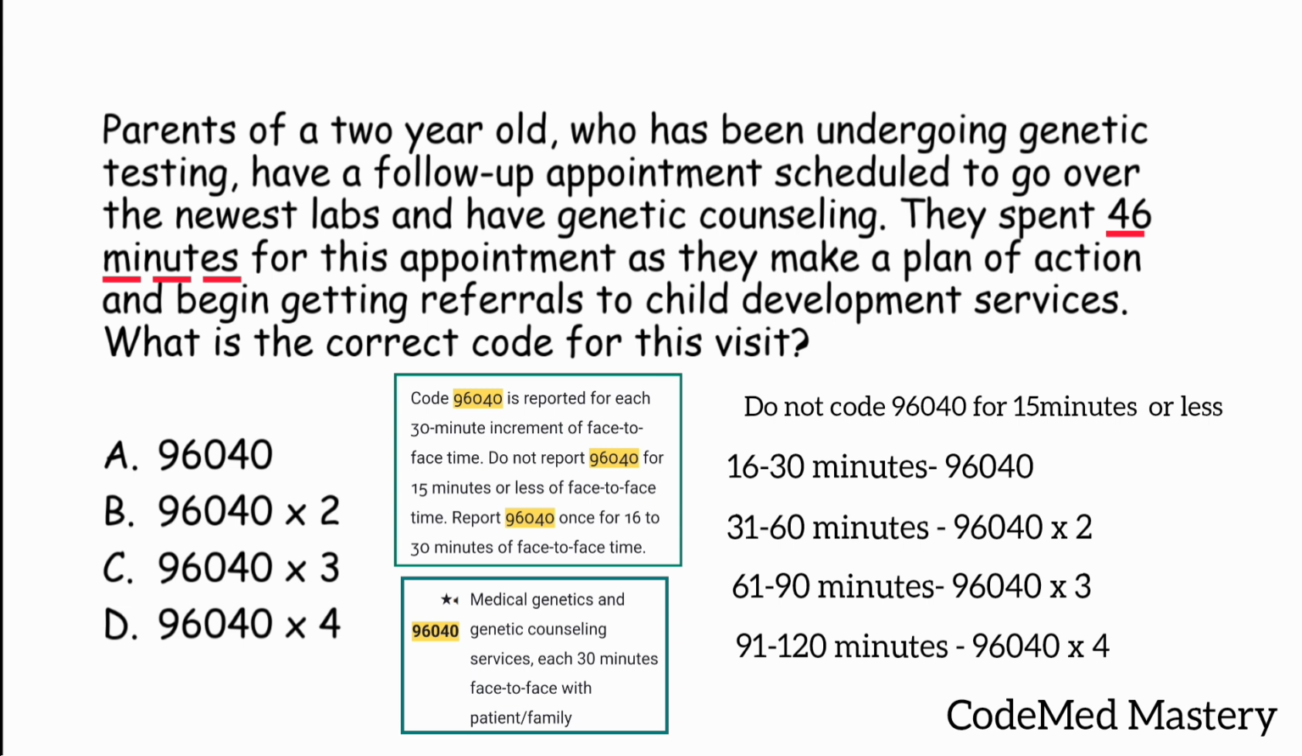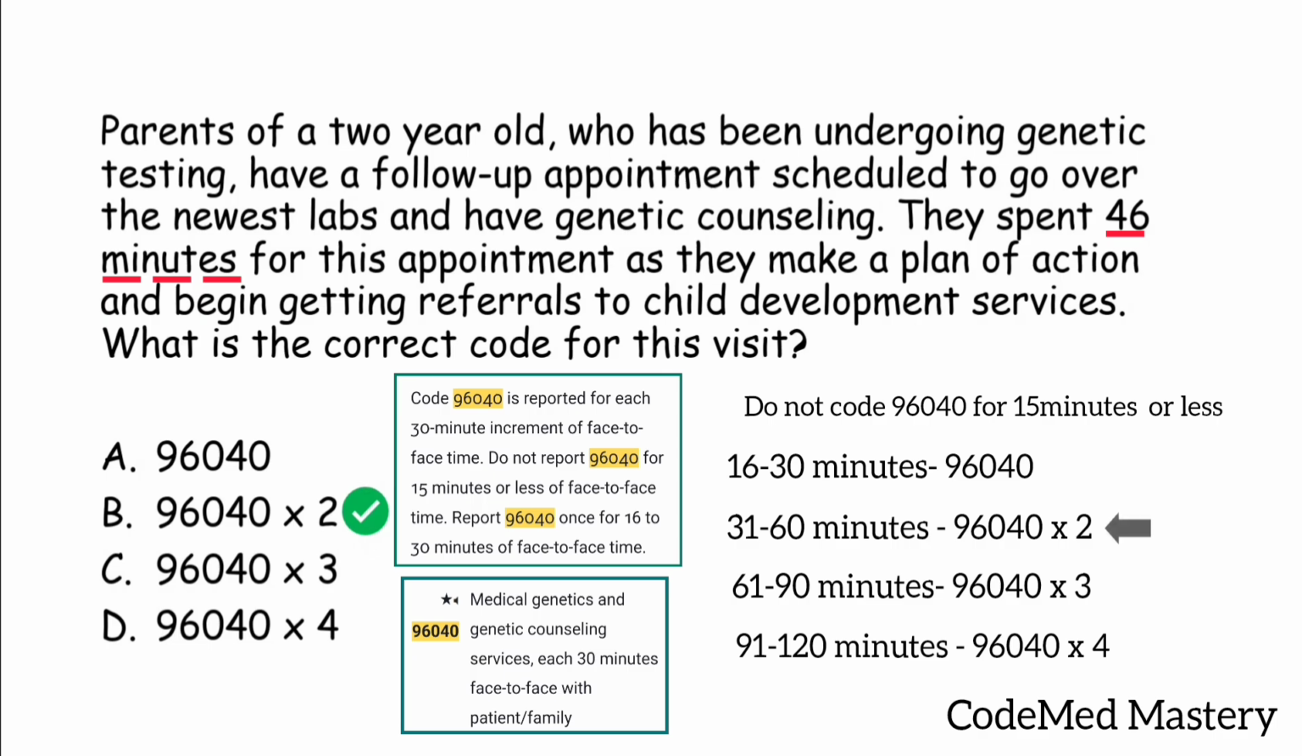In the question, they have mentioned the appointment lasted for 46 minutes. So, it falls into the range of 31 to 60 minutes. For 31 to 60 minutes, we will use 96040 twice. Therefore, option B is the right answer.